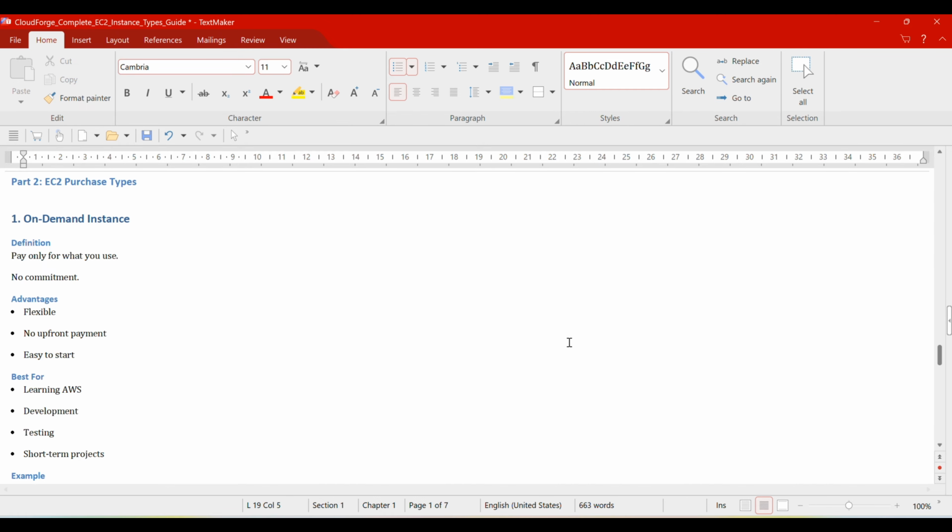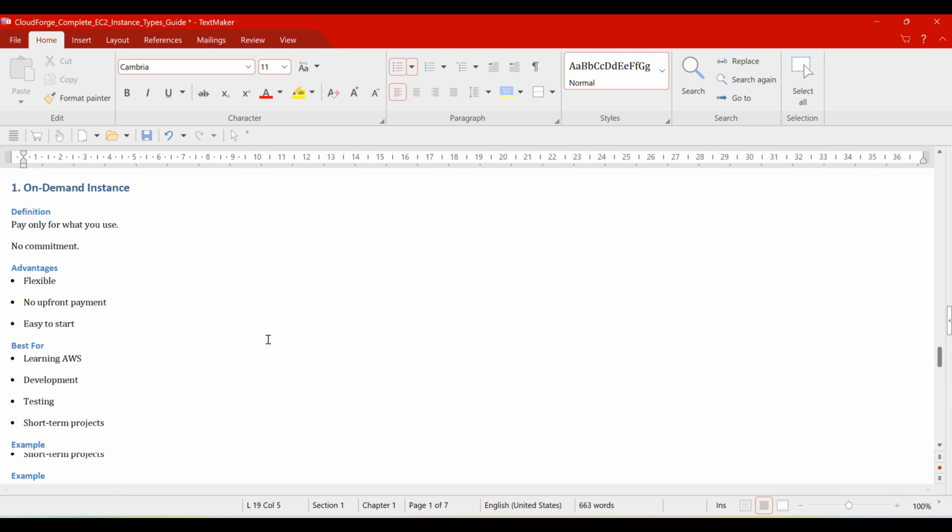So now we will see EC2 instance types based on purchase. One is the on-demand instance. Using this, you have to pay only for what you use. For example, if you use this type of instance for 30 minutes, you pay only for 30 minutes. If you use it for 2 hours or 10 hours, you pay for that particular period only. To make your application highly available, whenever your application is facing an issue, you use on-demand instances.